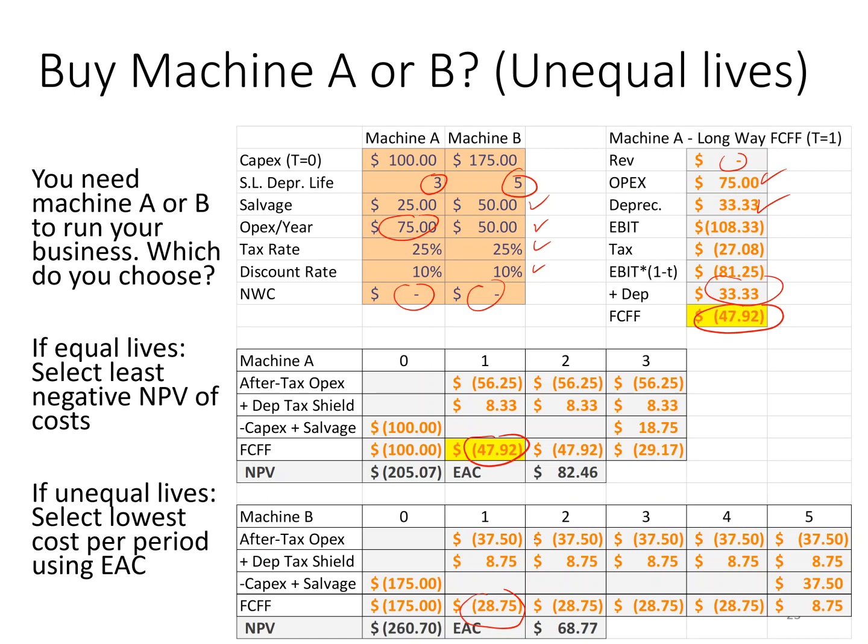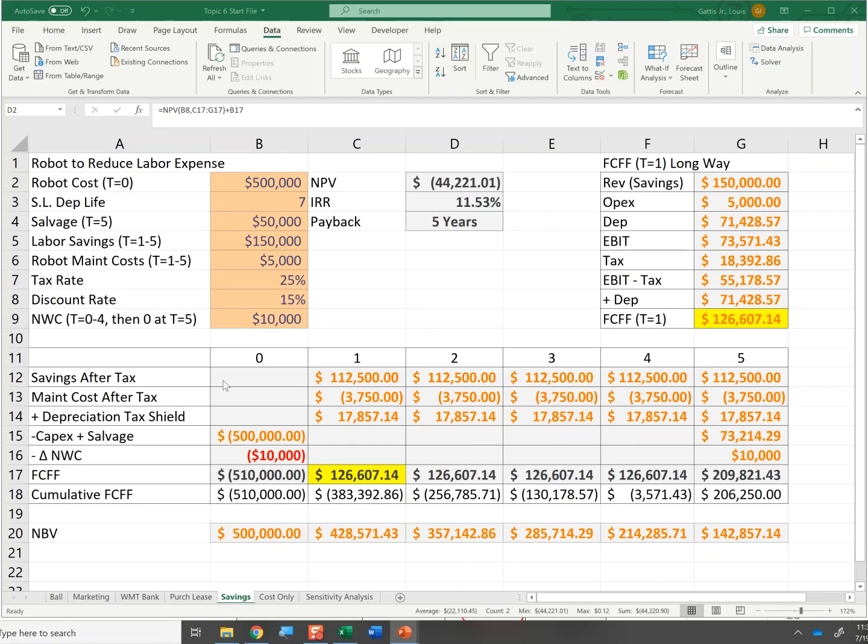Machine B is down here, just a little bit different numbers. I'm going to have a higher depreciation because it's larger capex, but I'm going to divide it by 5 years and have different OPEX. So let's take a look at the spreadsheet. Cost only.